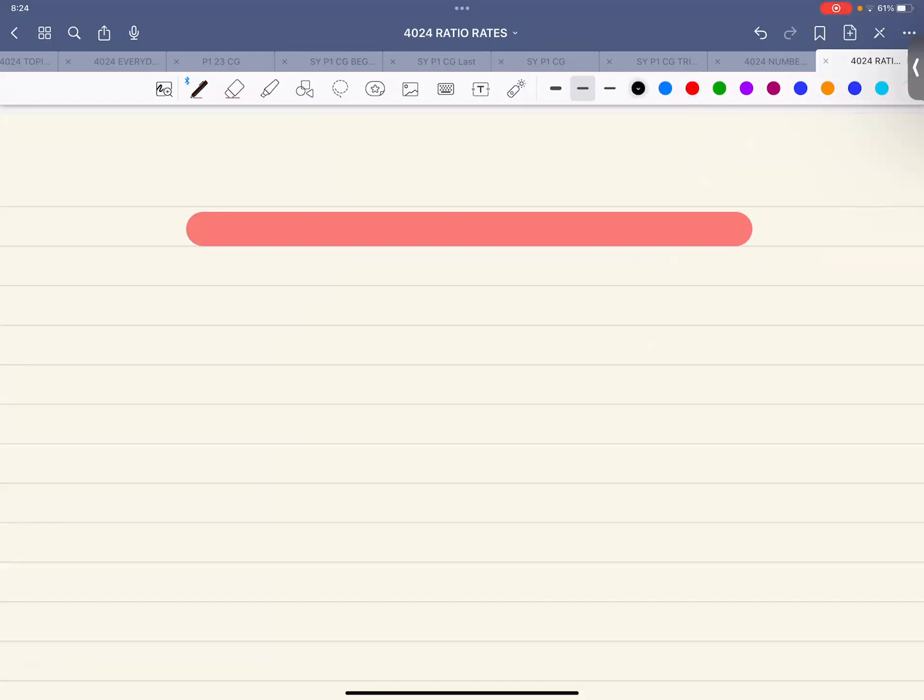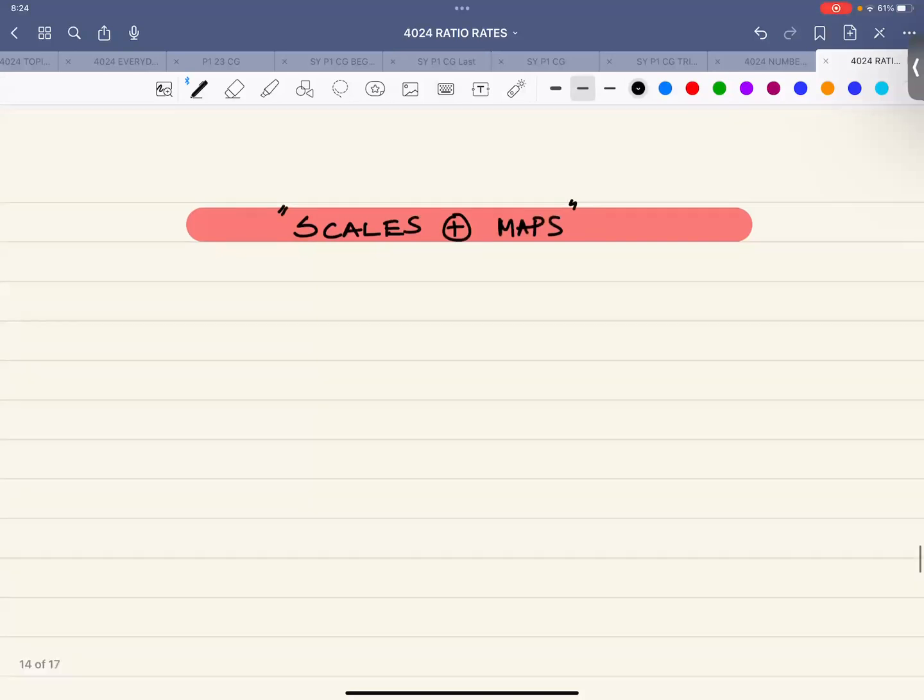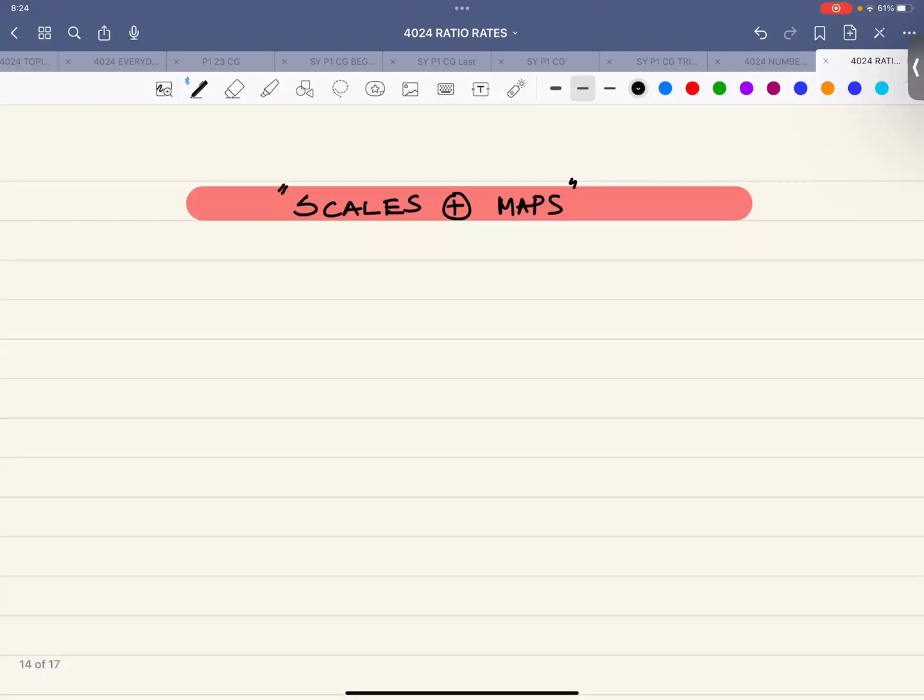Now let's talk about scales and maps. And that also falls into the same category. That is about scales and maps. Now, let me make a separate recording for this one.